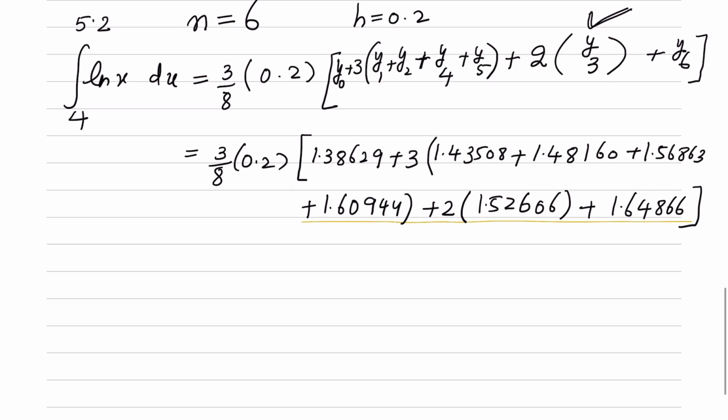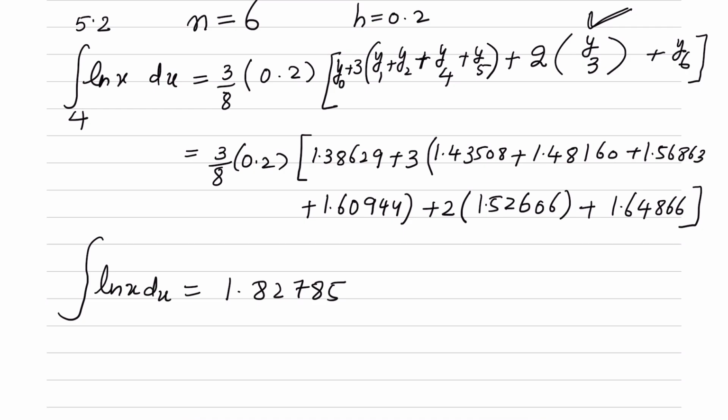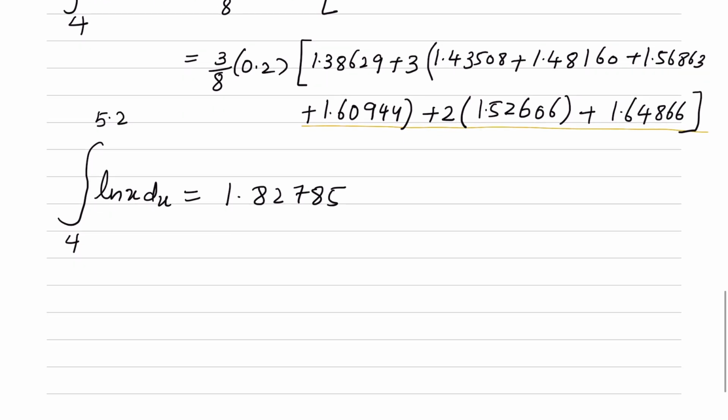So we calculate this inside sum, multiply it by 0.2 and 3 divided by 8, and we get 1.82785. So we have just solved this integral ln x dx, where the starting x was 4 and ending x was 5.2, by using numerical integration, in particular by using Simpson's 3/8 rule of integration. Just know that Simpson's 3/8 rule of integration works for n which is a multiple of 3.